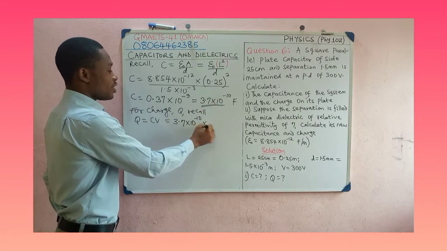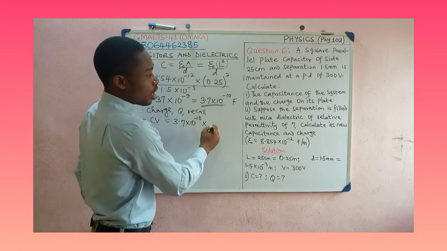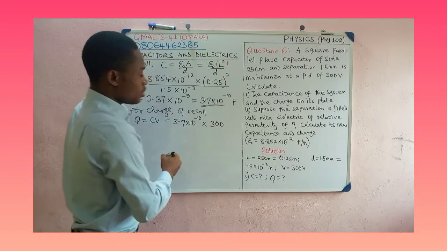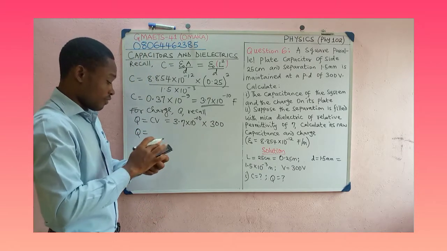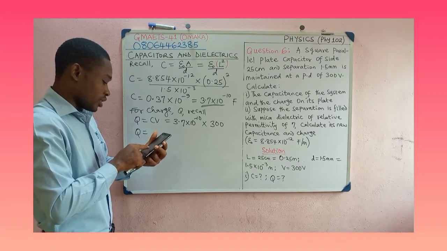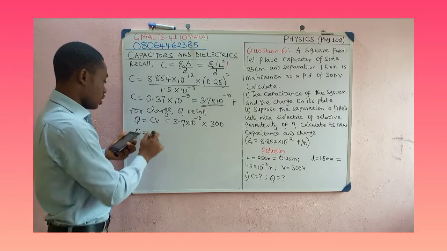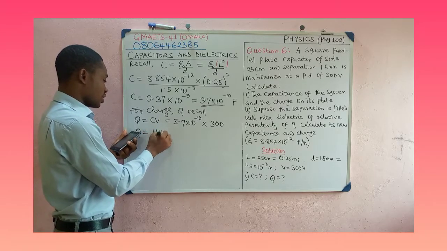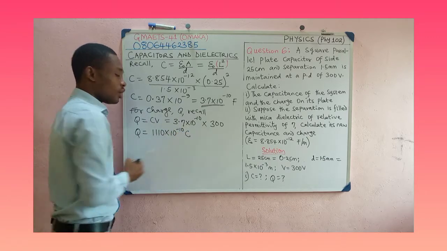So we're going to multiply by the voltage, and the voltage that the plate is maintained at is 300 volts. Once again, we'll reach out for a calculator. Let's see what this is going to give to us. So we have 3.7 multiplied by 300. It's giving me 1,110 times 10 raised to the power minus 10. That's going to be in coulomb.